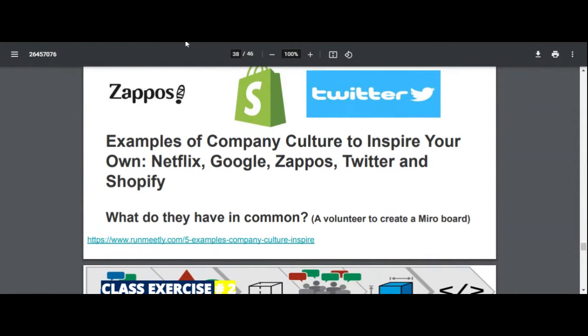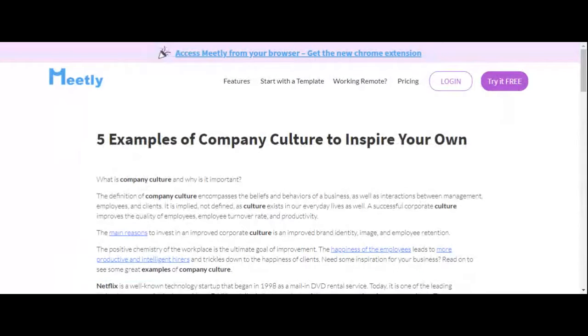So there's an article here. I'm going to paste the link in the chat so you can all have access: 5 examples of company culture to inspire your own. So let's pretend that you have to choose. You have to pick. You have to think about where you're going to go and work tomorrow.